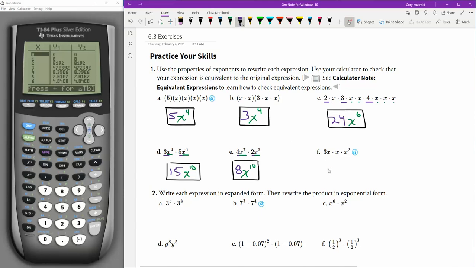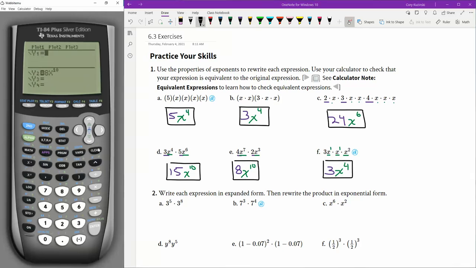3 times 1 is 3. And x times x, or x to the 1st times x to the 1st, times x squared. 1 plus 1 plus 2 is 4. So we'll call this 3x to the 4th. Let's check it. Let's go back to the main screen. 3x times x squared, and 3x to the 4th.